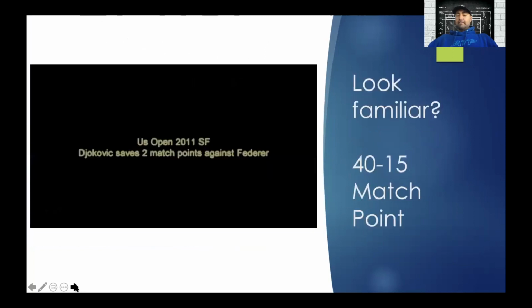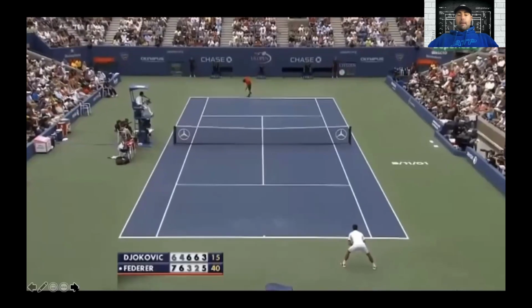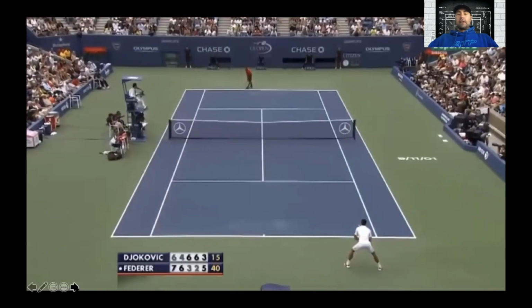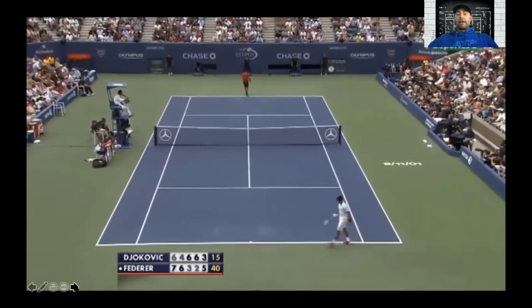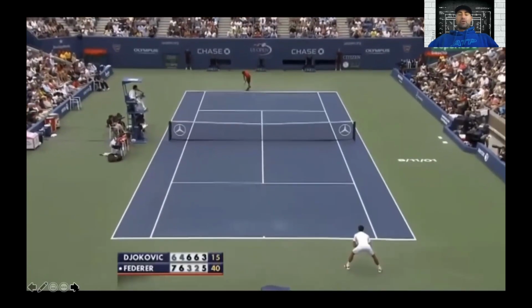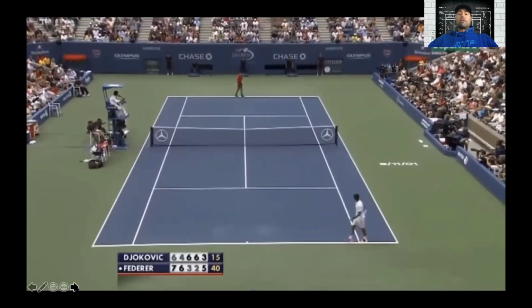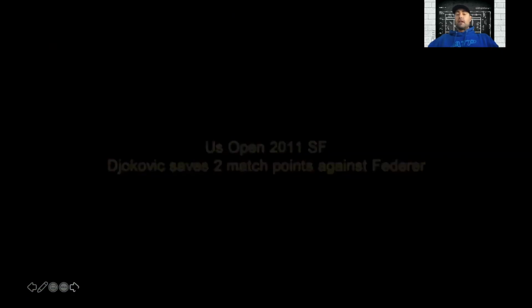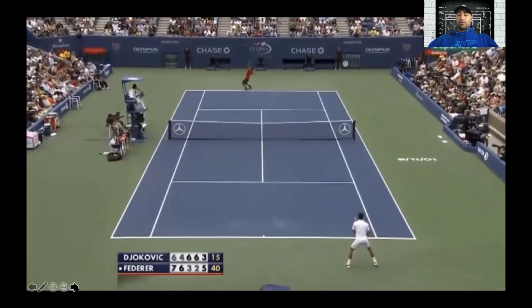So this is a very famous point. This is the US Open 2011 semifinal. This is also a 40-15 match point with Federer serving. And if we remember this, as I'm sure most of us do, Federer chooses his favorite serve. He chooses his primary serve out wide, and Djokovic hits it for a winner. Very famous point. And I'm sure that plays a role in this 2019 Wimbledon final where Federer can remember being in a similar situation. So that does play a role in his memory and probably what he chose to do.